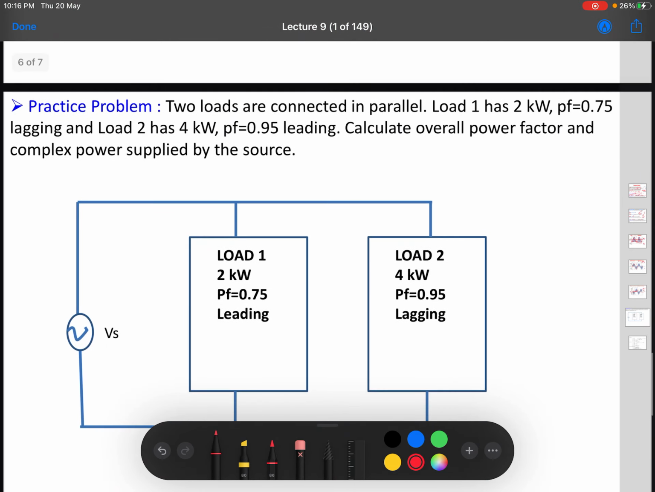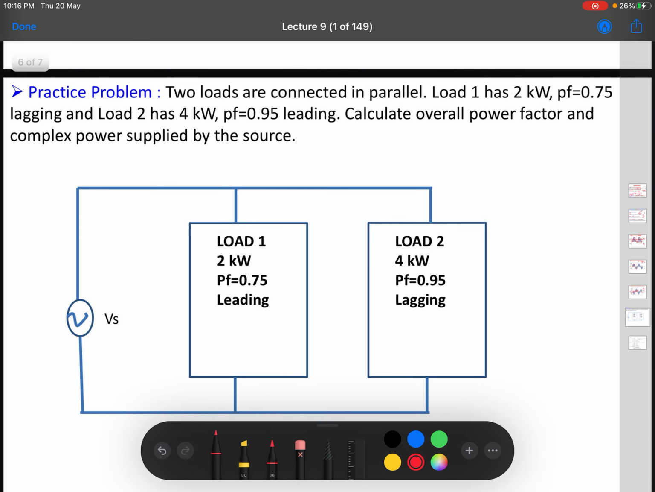Now let us try to take one problem and see what happens here. Since we are talking in terms of power, we'll talk about power here. So in this circuit you have a voltage source and there is one load which takes 2 kilowatt of power and has a power factor of 0.75.